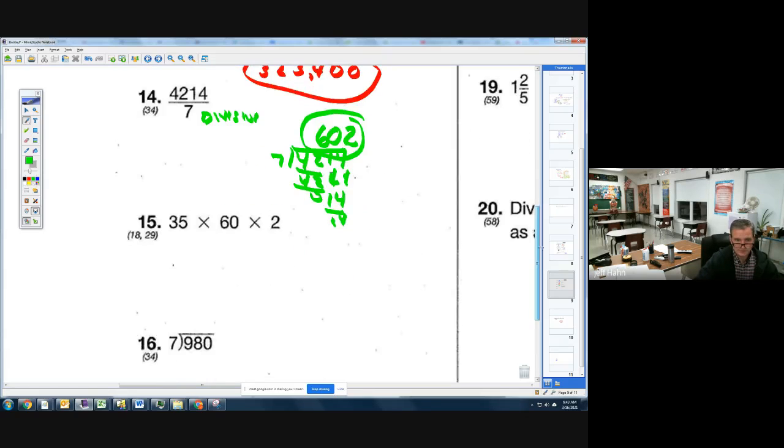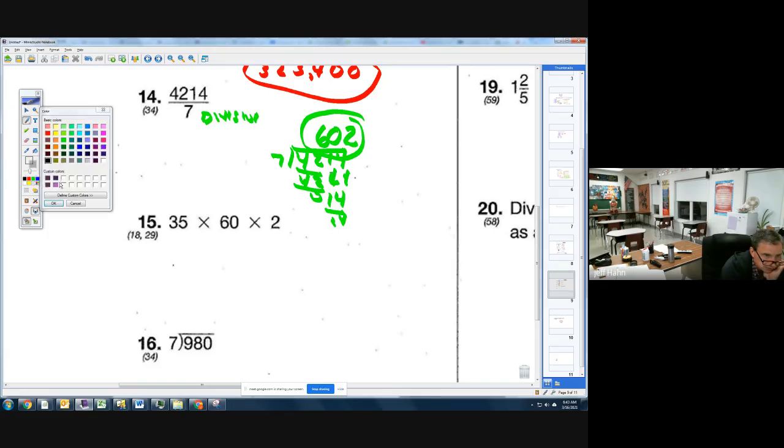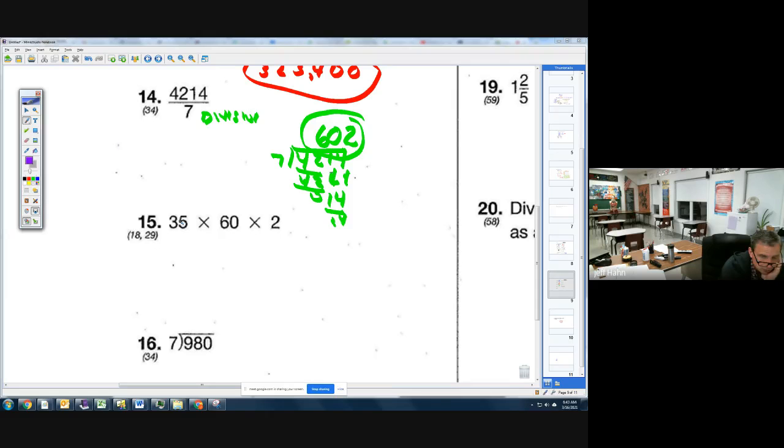Problem number 15, boys and girls. Fortunately, because of the commutative property of multiplication, I can make my life a whole lot easier. Rather than multiplying 35 times 60 right off the bat, I would take 35 times 2 because it's going to give me an easy number to work with. 35 times 2 is 70. And then it's pretty easy. I still have 70 times 60 to work with.